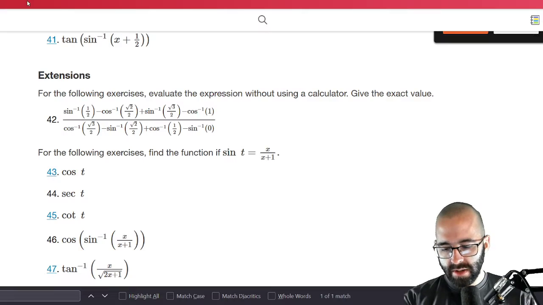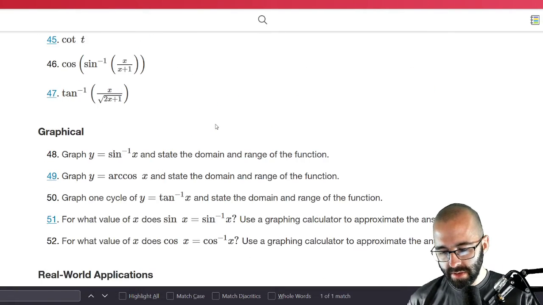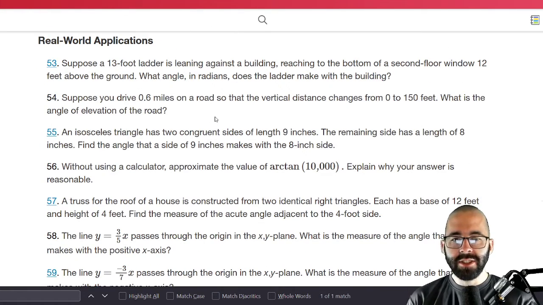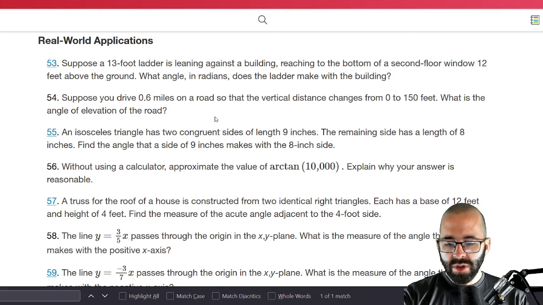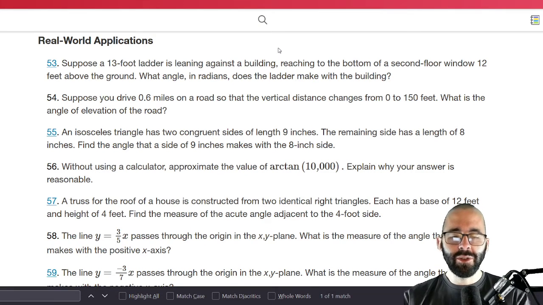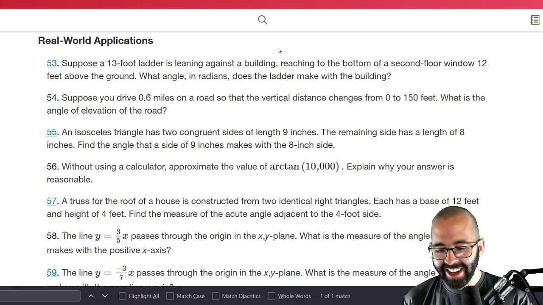Number 54. Real world applications. Oh boy. These ones are not too bad though. Suppose you drive 0.6 miles on a road. As soon as you see that, let's write that down. We're driving on a road, 0.6 miles. Actually, we don't have enough information to write it down yet.